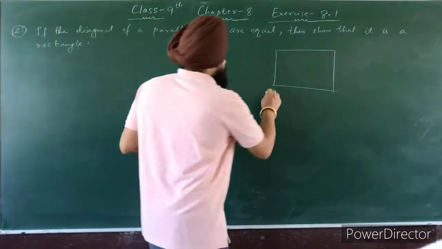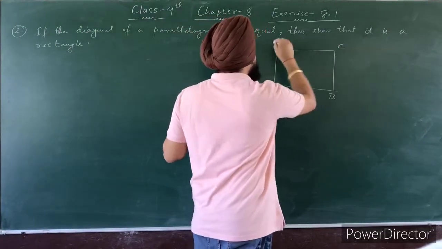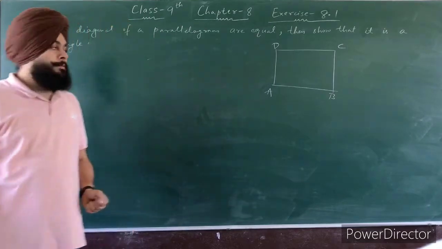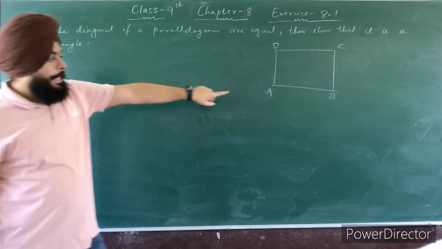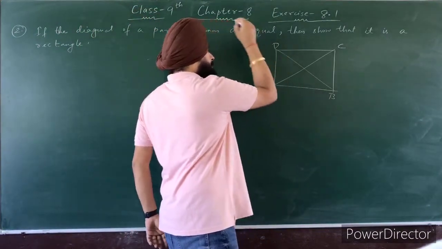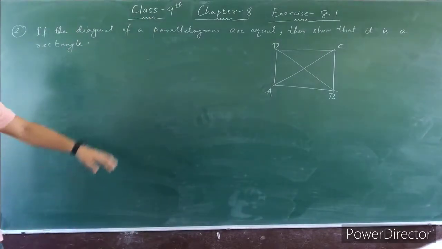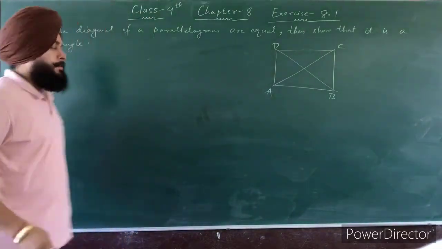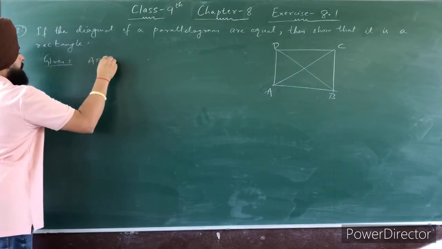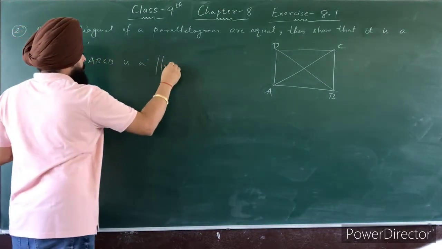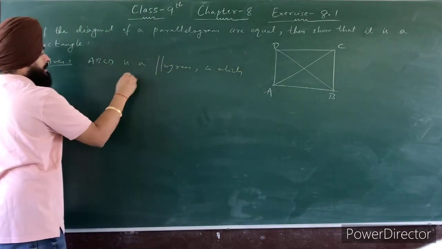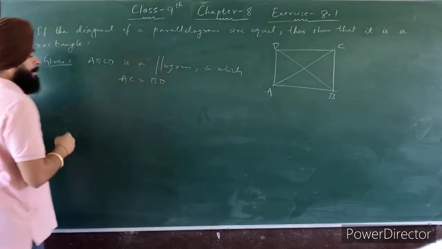So first draw a parallelogram, just shaped like a rectangle. A, B, C, D, because a rectangle is also a parallelogram. Clear? So this is a parallelogram ABCD in which diagonal AC and diagonal BD are equal. That is given. So right here, first, given: ABCD is a parallelogram in which AC equal to BD.